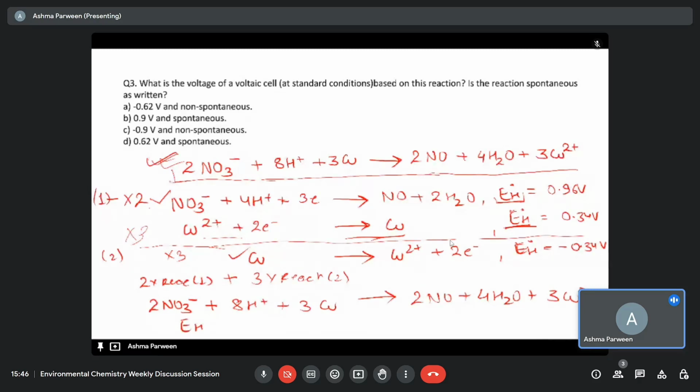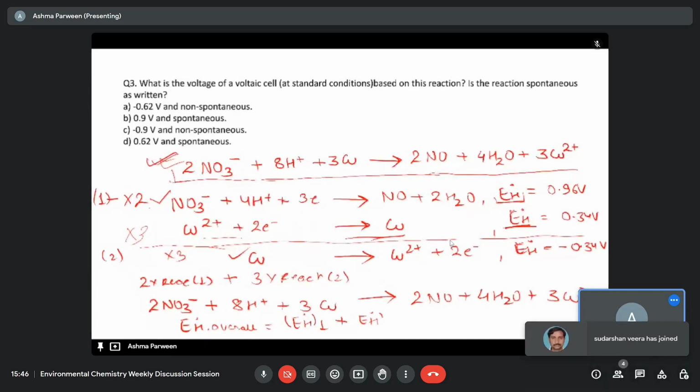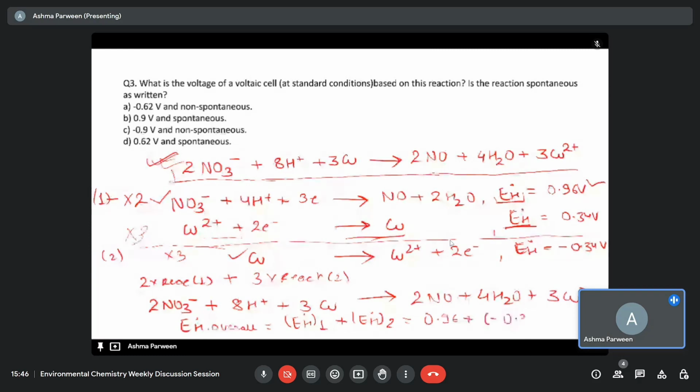So E naught overall will be E naught 1 plus E naught for the second reaction. The first reaction's E naught value is 0.96, plus, for the second reaction, it is minus 0.34. So overall we are getting the value of 0.62.